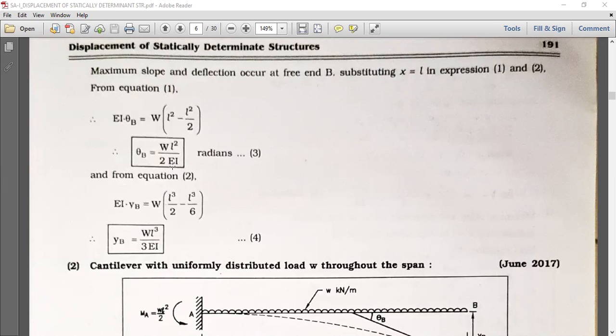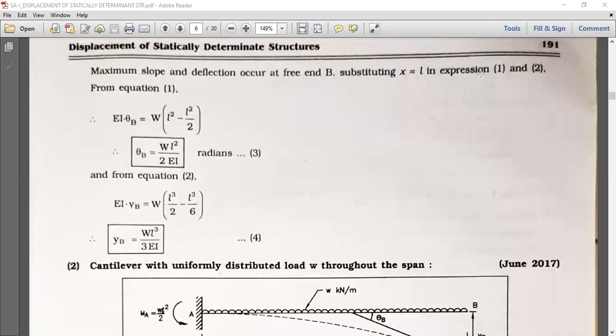Theta B is equal to WL square by 2 EI in radian, and from equation 2, EI into YB is equal to W L cube by 2 minus L cube by 6.